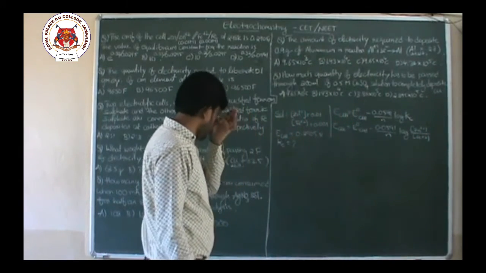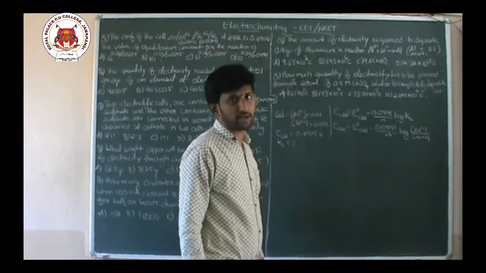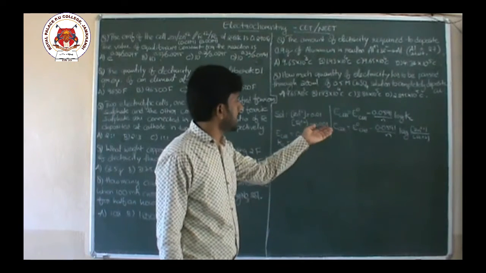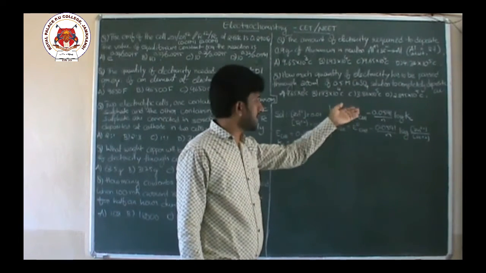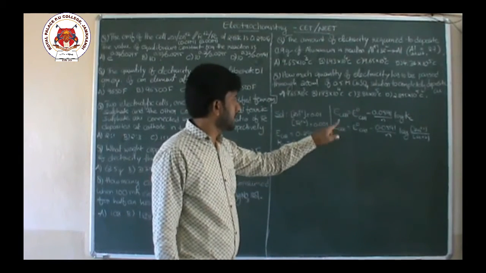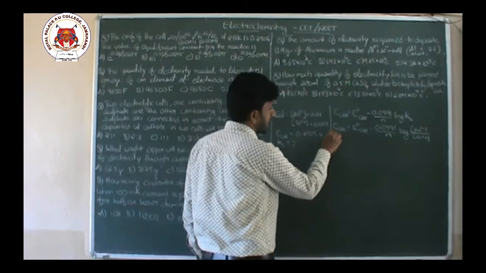But the thing is here, to find out Kc, first we need to calculate E naught cell. Without E naught cell, I cannot get the Kc value. So first let me calculate E naught cell, then we will calculate the Kc value. So let us go for the calculation here.